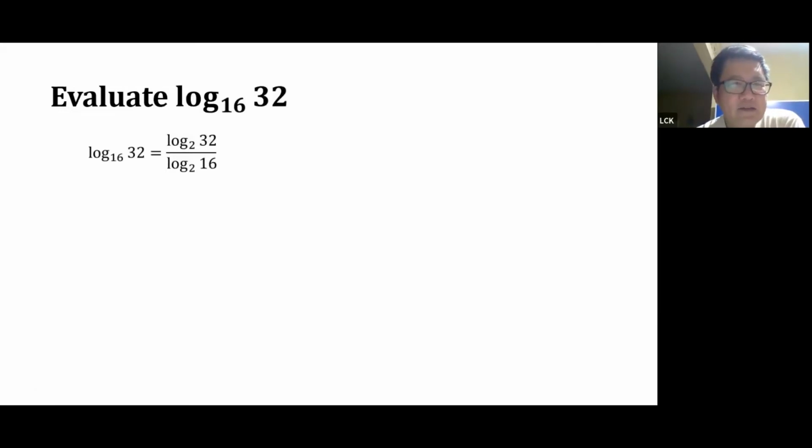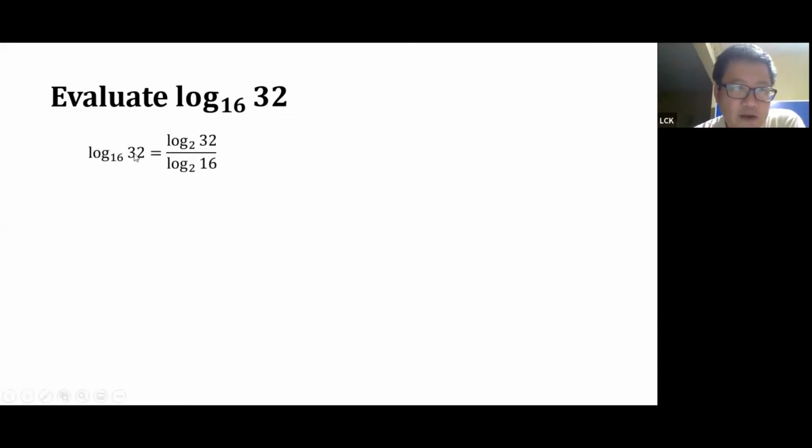Again, log base 16 of 32. And what do you realize? 32 is 2 to the power of 5. 16 is 2 to the power of 4. So quickly be able to work these things out. What's 32? 32 is 2 to the power of 5. 16 is 2 to the power of 4. What do you have in common there? You have 2 in common.